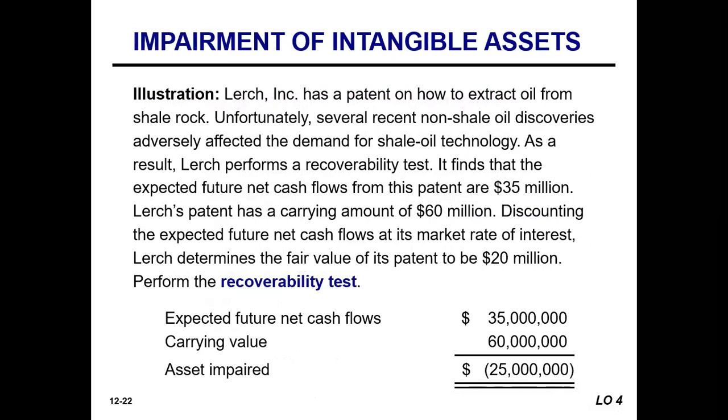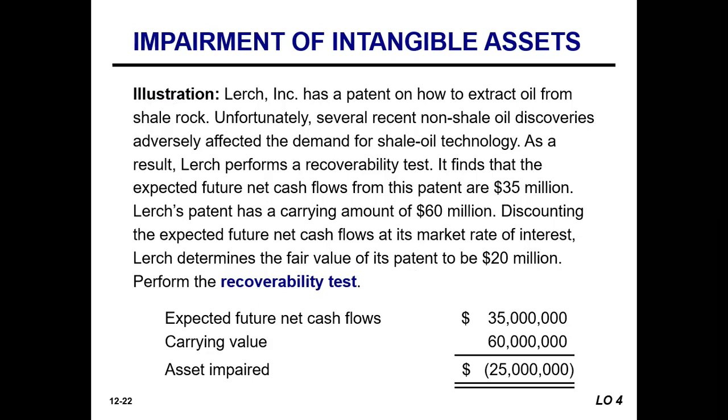So here's our example of that. It says Lurch Inc. has a patent on how to extract oil from shale rock, right? This is fracking. We heard a lot about that recently. Unfortunately, several recent non-shale oil discoveries adversely affected the demand for shale oil technology. As a result, Lurch performs a recoverability test. It finds that the expected future net cash flows from this patent are 35 million. Lurch's patent has a carrying value of 60 million. Discounting the expected future net cash flows at its market rate of interest, Lurch determines the fair value of this patent to be 20 million.